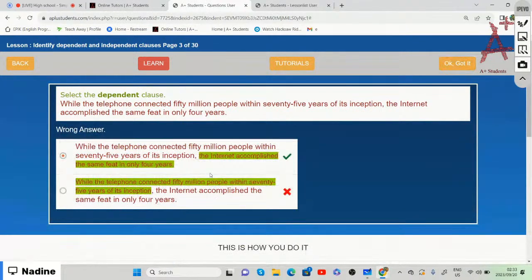So what happened was we chose that one, right? But the correct one is actually the first option, which is the internet accomplished the same feat in only 4 years. So if you get something wrong, you can scroll down, go to where you find the correct answer, copy that link, send it to us, and you will get 100 bonus points. All right.